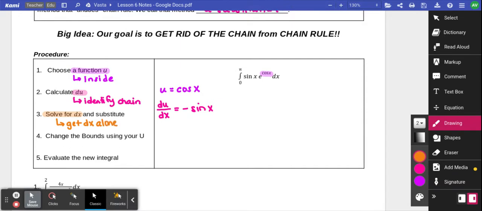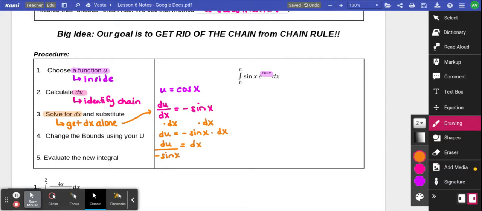Now, in order to do that, we're going to look at this equation right here. And in order to get dx by itself, we're going to start by multiplying by dx on both sides. That's going to give me du equals negative sine of x times dx. And then we're going to divide by negative sine. So we're going to have dx equals du divided by negative sine of x. So you're just getting the dx by itself.